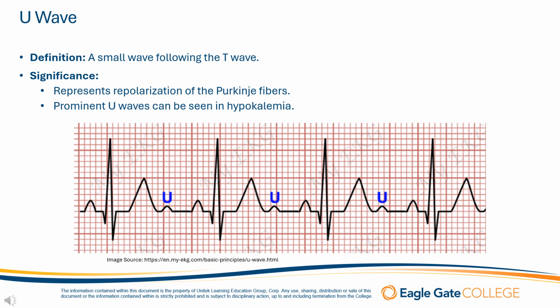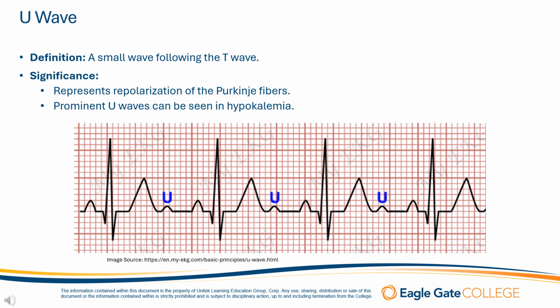A prominent U wave is most commonly associated with hypokalemia, or low potassium levels. It causes an increased duration of repolarization, leading to more visible U waves. Other causes can include hypercalcemia, hypomagnesemia, and the use of certain medications like digitalis. Inverted U waves can indicate underlying cardiac pathology, such as ischemia or left ventricular hypertrophy. They can also be seen in conditions causing increased intracranial pressure.